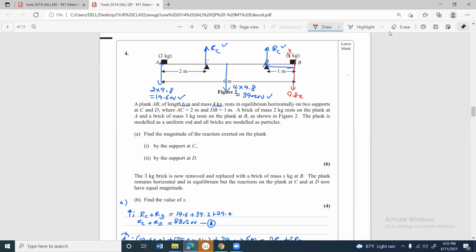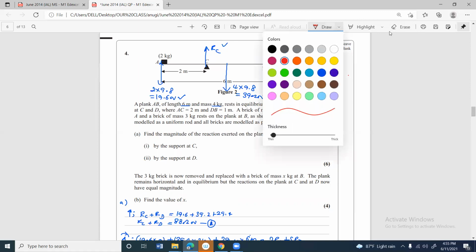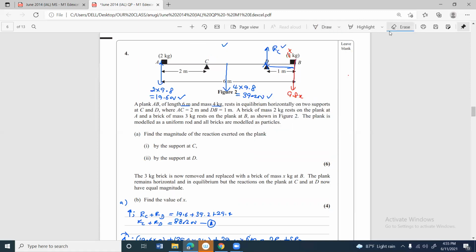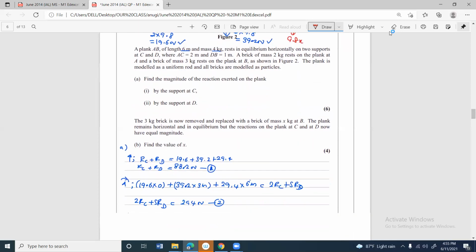The plank remains horizontal and in equilibrium, but the reactions on the plank at C and D are now equal. Now there is nothing called RC and RD. Both of them are R, because they are equal to each other. The task is to find the value of x. So this is pretty simple.